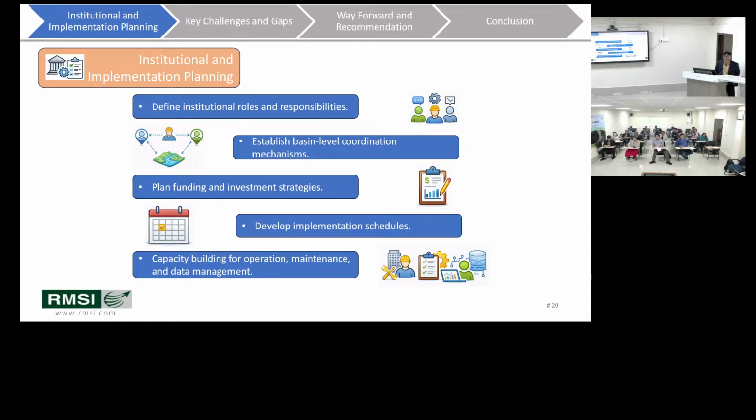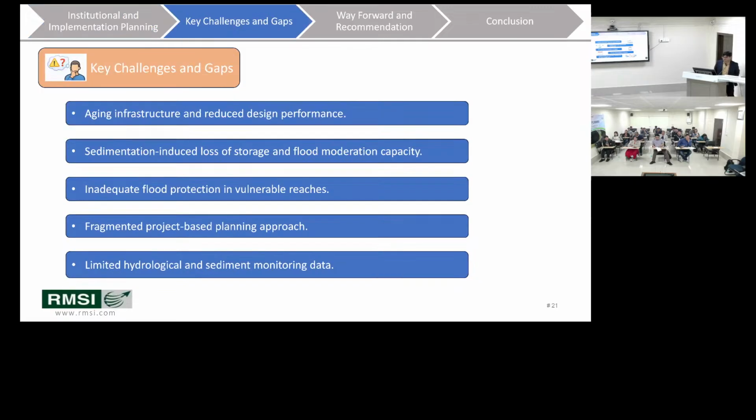You should define the mandate for each department: in which state, which department is going to play a role during the feasibility study as well as during the implementation stage. Capacity building programs and operation and maintenance should also be considered for the sustainability of this project.